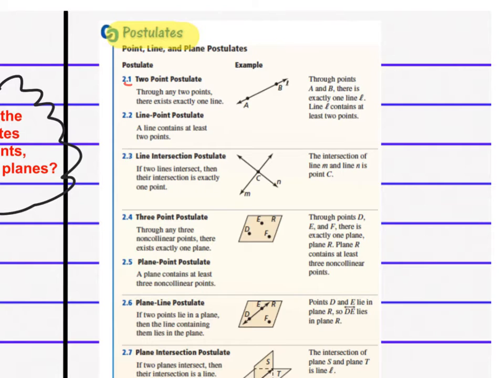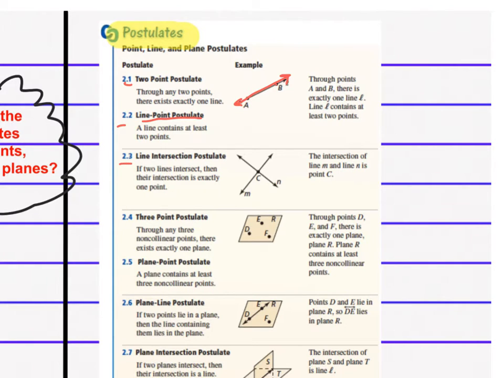So 2-1 is called the 2-point postulate. It says if you have 2 points, like A and B, there's one line that goes through the 2 points. Okay? Then 2-2 is the line postulate. A line contains at least 2 points. Okay?